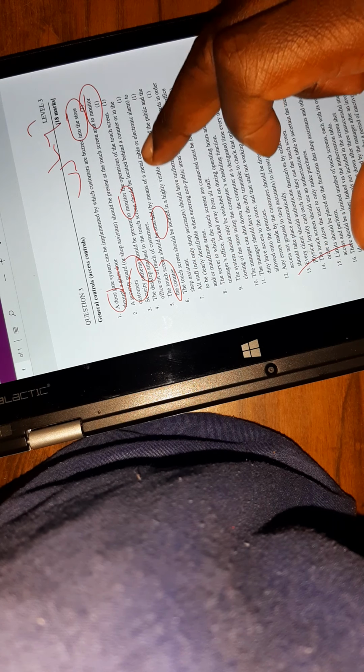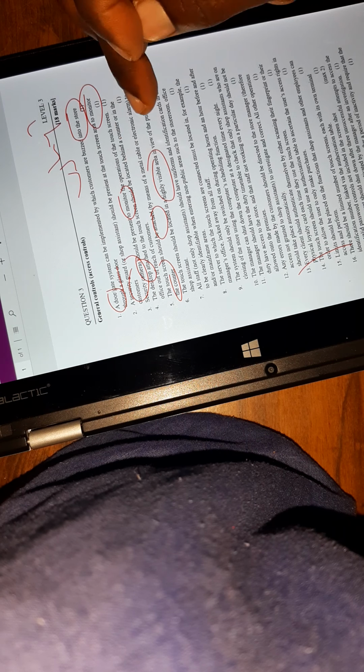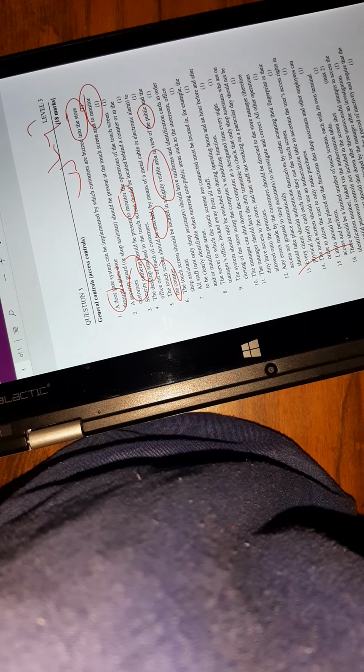Touchscreen should be highly visible. I think I've questioned the issue of visibility. So in this case, they're saying that it should be highly visible to the public and to the shop assistant.